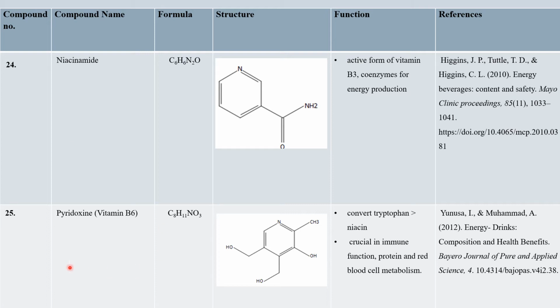Now move on to compound 25. This is important because they're able to convert tryptophan, which is an amino acid, to niacin. So this niacin is actually quite related to niacinamide because niacin will be oxidized to form niacinamide. That's why these two coenzymes somehow relate to one another. So vitamin B6 is also involved in immune function, protein, and red blood cell metabolism as well.